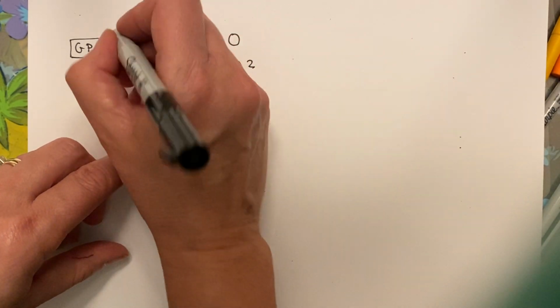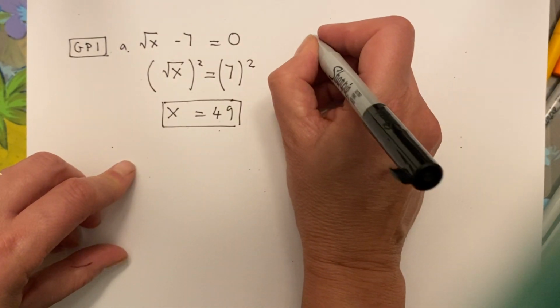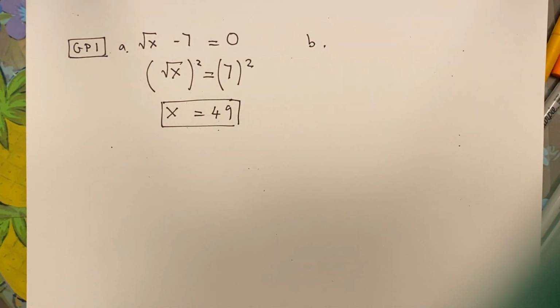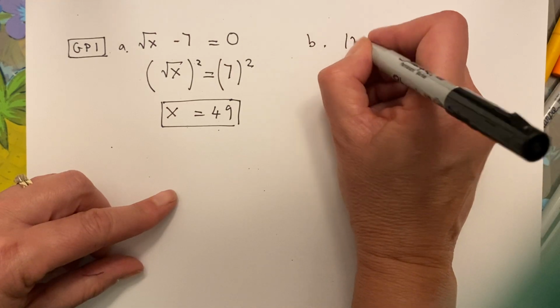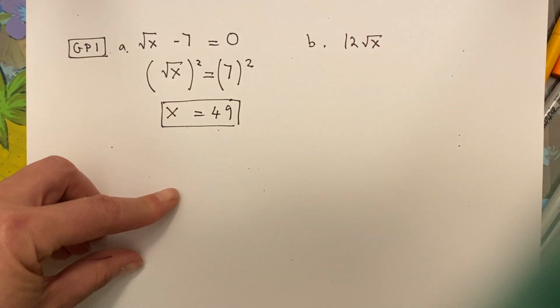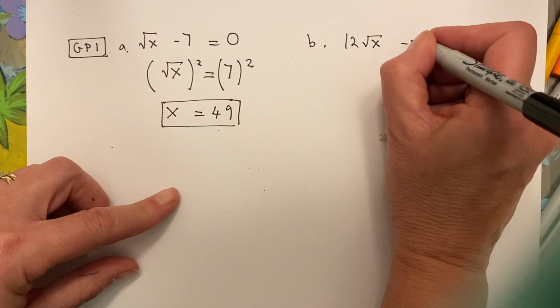That was part A. Let me do part B, just a few more steps. 12 square root of x minus 3 equals 0.